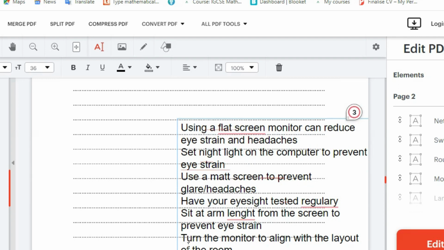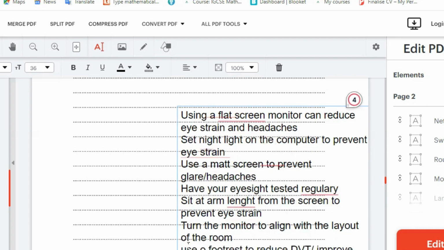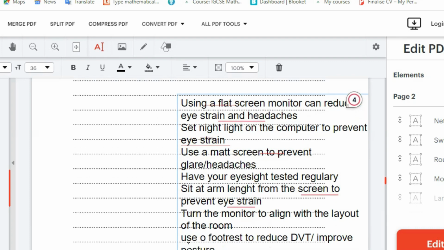Use a footrest to reduce DVT or to improve your posture. Then number 8, which is the last one.